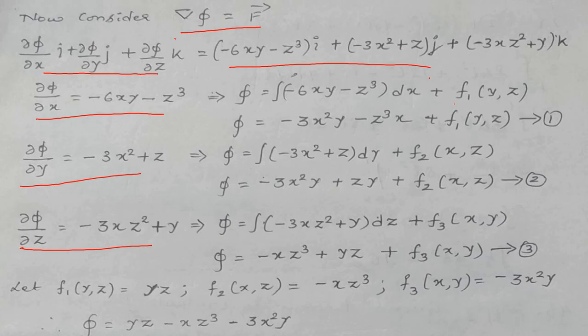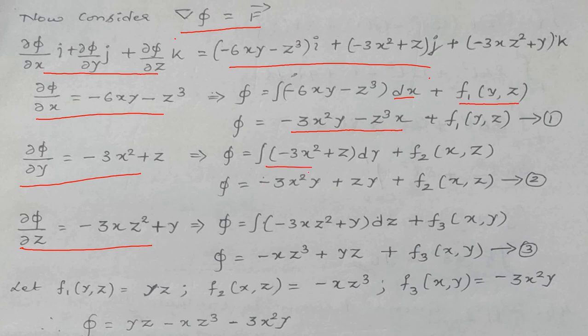So we should write the integral constant. Here the integral constant is f1 of yz. As we are integrating with respect to x, the integral constant is a function of the other two variables, y and z. So after integrating this term with respect to x, I got minus 3x square y minus z cube x. I will name this as equation 1.